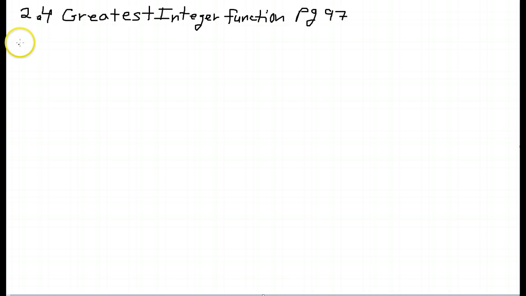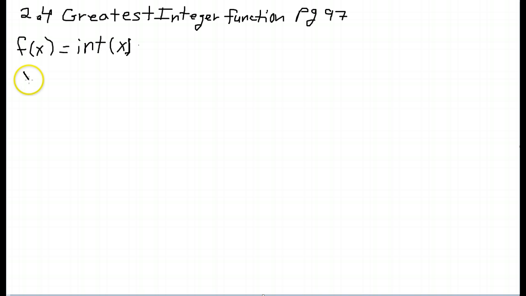Today we're going to look at the greatest integer function from 2.4, page 97. This problem is not in your book. If f of x were to equal, in your book it says int of x, which is the same way it looks on a graphing calculator. Sometimes this function is shown with double brackets around x. It's also nicknamed a step function because of the way the graph looks. It looks like little stair steps.